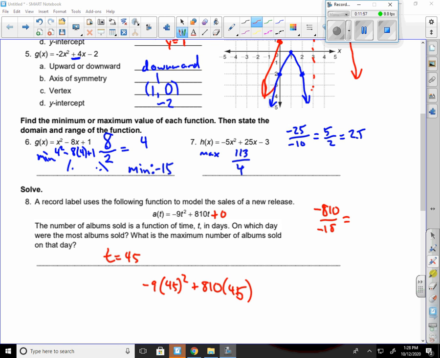T is 45. I do 810 times 45. Sorry, that's better. My total answer is 18,225. So on day 45, they sell 18,225. That was my bad. I forgot that I already put the two halves together.